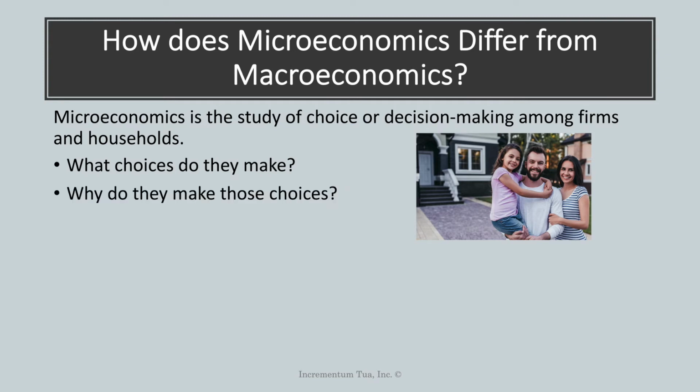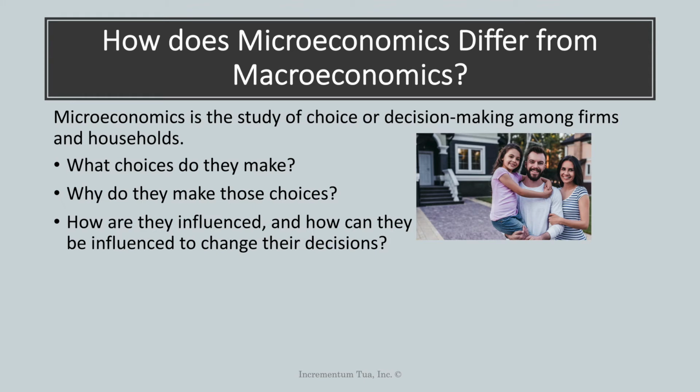Also, why did they make the choice to buy the home? And how are they being influenced to purchase a home? How can they be influenced to change their decision? So maybe they didn't choose to buy a home, but maybe the government wants to encourage home ownership. So how can individuals and households be influenced to purchase a home? For example, maybe with a tax credit for purchasing a home. That's something that policymakers would be interested in if they're trying to encourage home ownership.